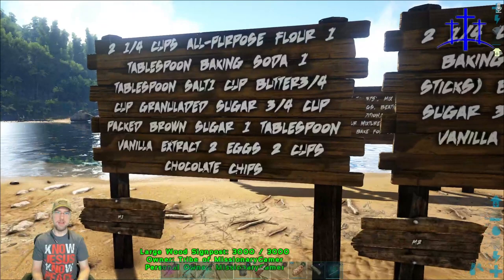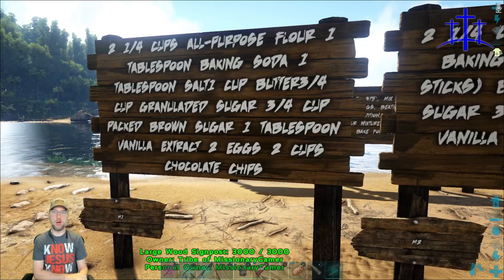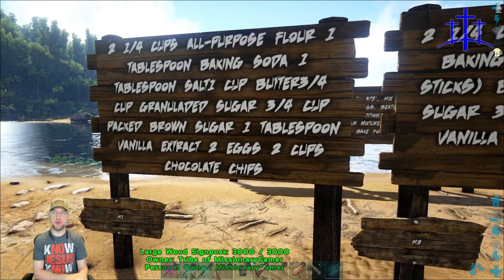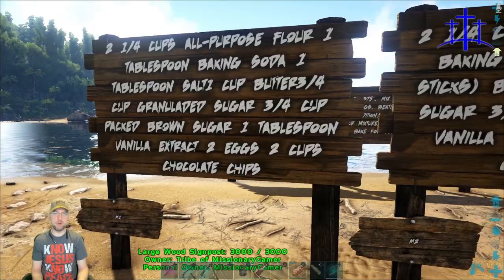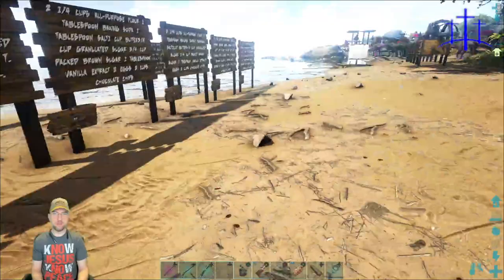So you can kind of see that's recipe one. Okay, 2 1/4 cups of all-purpose flour, 1 tablespoon baking soda, 1 tablespoon salt, 1 tablespoon butter, 3/4 cup granulated sugar, 3/4 cup packed brown sugar, 1 tablespoon vanilla extract, 2 eggs, 2 cups of chocolate chips. Well, that's the first one. Let's go take a look at the second one.